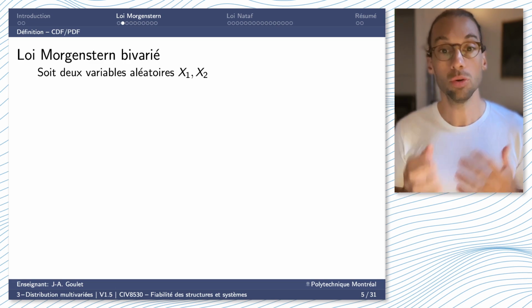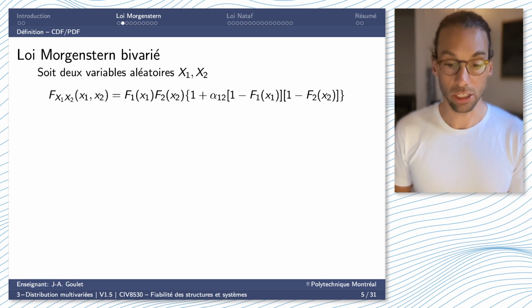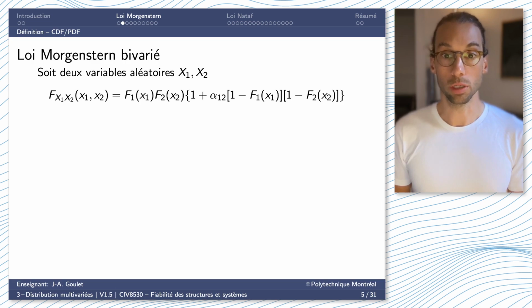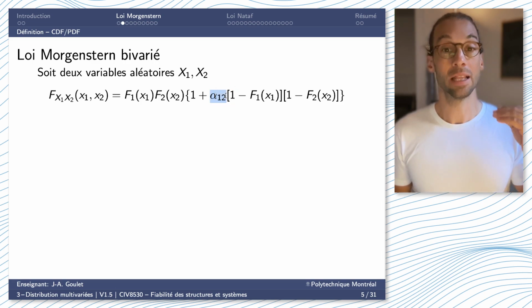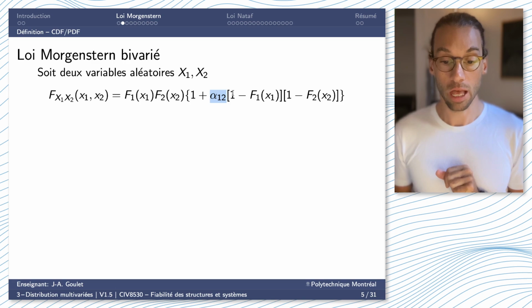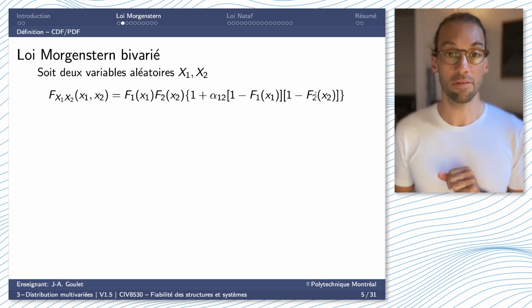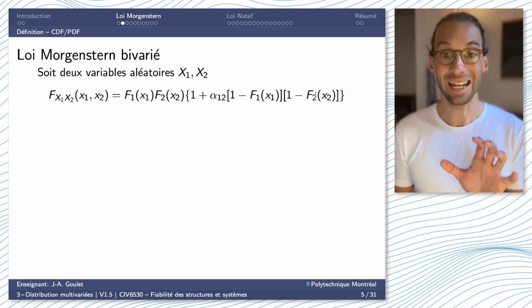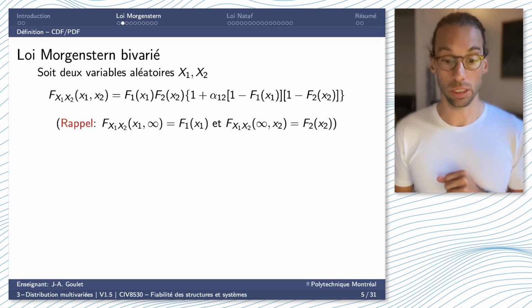So let's say we have two random variables x1 and x2. The Morgenstern joint CDF is defined as follows. We're going to have the product of the marginal CDFs for x1 and x2 times 1 plus alpha 1,2. Alpha 1,2 is the Morgenstern parameter that controls the dependency between my two random variables, times 1 minus the CDF of x1 times 1 minus the CDF of x2. So this is the mechanics behind the Morgenstern joint distribution.